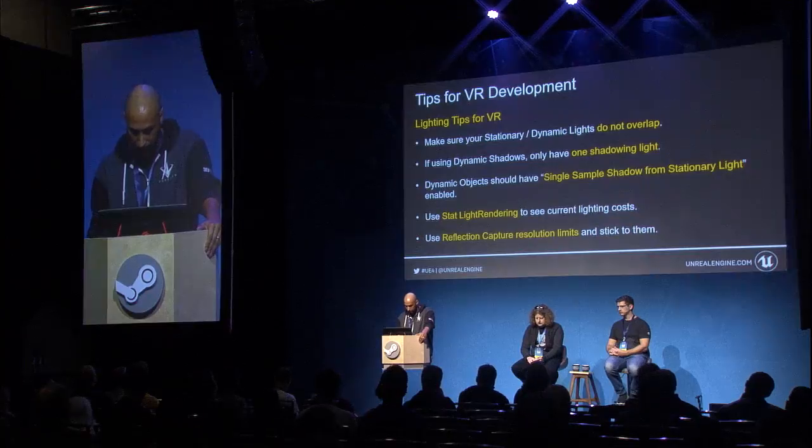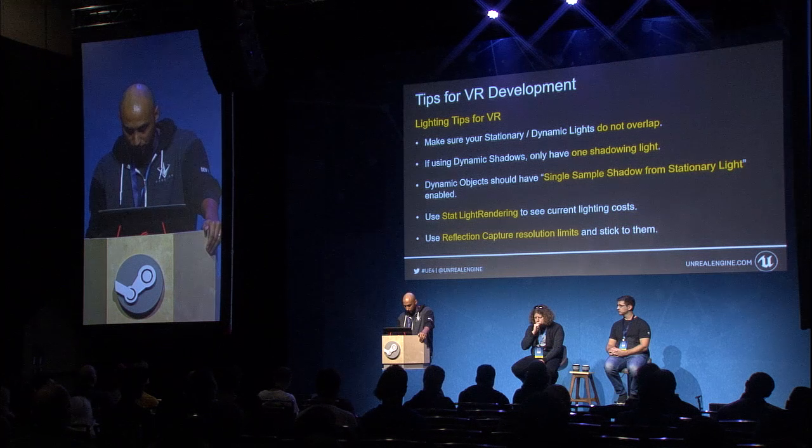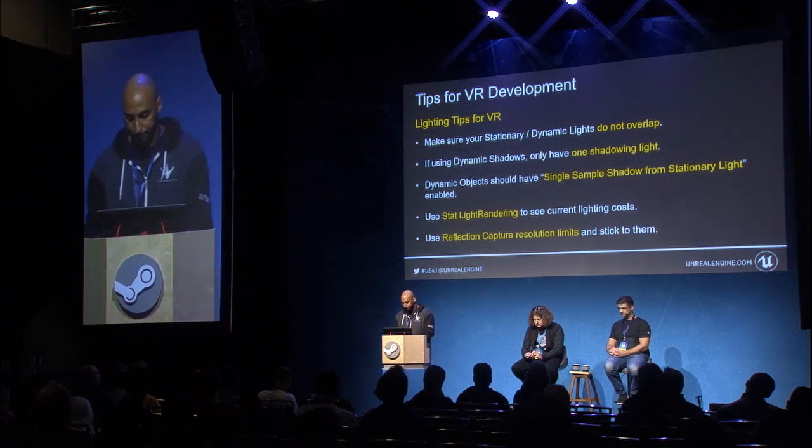Going back to profiling, use the stat light rendering console command to see how long lighting and shadows are taking to render. And also try to set a limit to the capture resolution of reflection capture actors. If you have multiple people working on your project, a unified performance guideline or a technical design doc might help with this and keep everybody in line. These are just some of the lighting tips that you could use. The performance and profiling section of our docs will give you a few more.